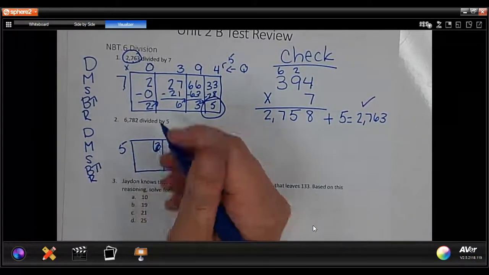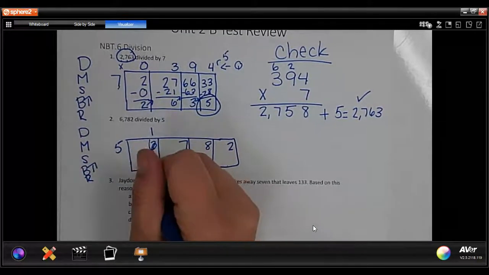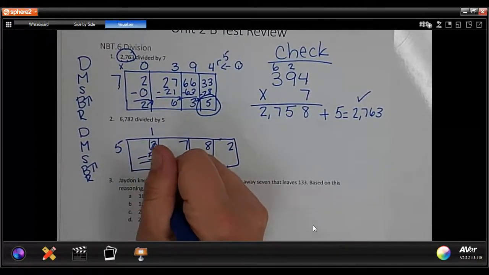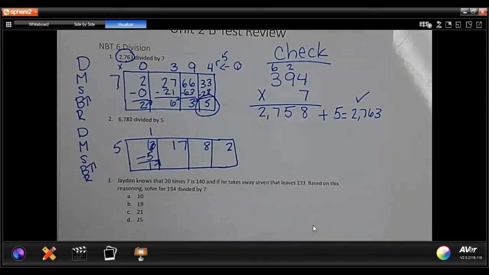How many times does 5 go into 6? 5 goes into 6 one time. 5 times 1 is 5. Subtract. 6 minus 5 is 1. My next step is to bring up my 1 towards my 7.